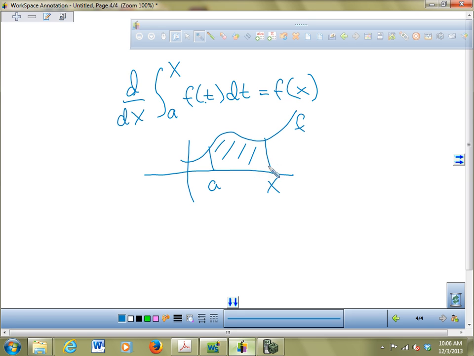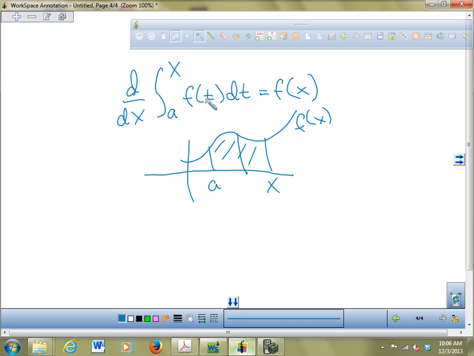So if I move this x, I'm going to get a different value for the integral, right? And what these two guys discovered is that if I take the derivative of the area under the curve, I'm going to get back the function, which means that the antiderivative of the function must be the integral.